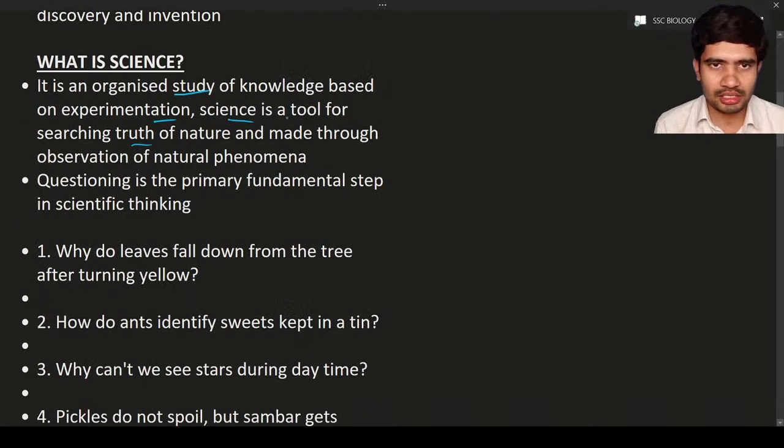There are many beliefs in society. Some people think this is true, some think that is not true, and so on. With the help of science you can find out what is true and what is not true. The search for truth in nature is made through observation of natural phenomena. Questioning is the main fundamental step. First of all, question everything and find answers for it. This is mainly possible due to science.